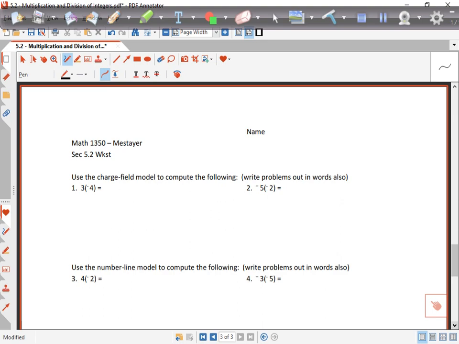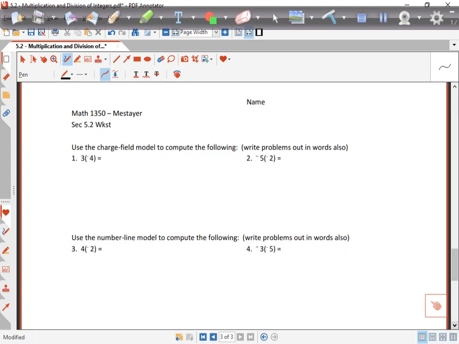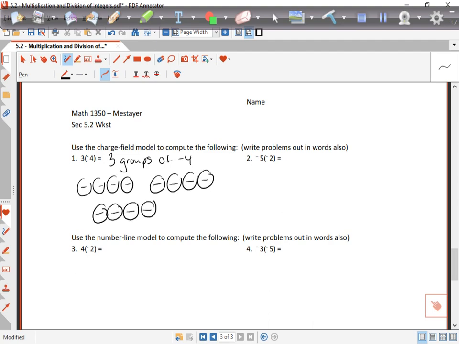Okay, on the worksheet, use the charge field model to compute. Write the problem out in words also. So 3 times -4 will be 3 groups of -4. There's 1 group, 2 groups, 3 groups. This will give me a -12.